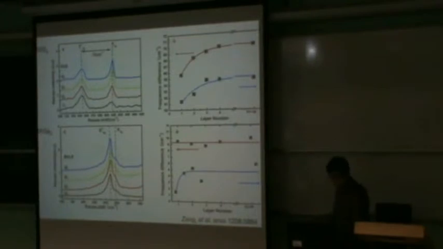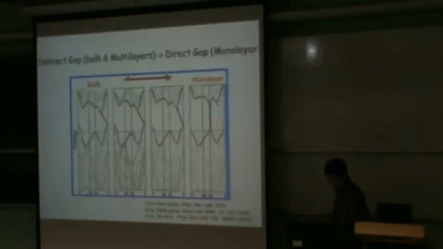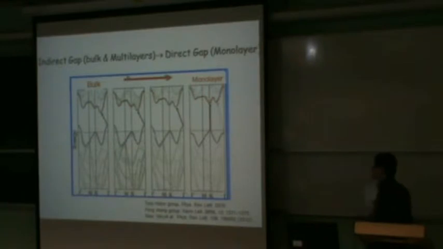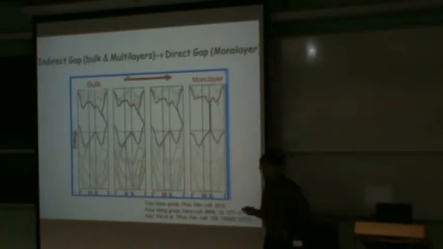Here are some results on the tungsten selenide and the tungsten sulfide. And in the previous slide, I showed it on molybdenum disulfide. So this one. And let's start with the first topic, the band gap transition. A long time ago, possibly in the 80s, the band calculation told there would be a band gap transition.